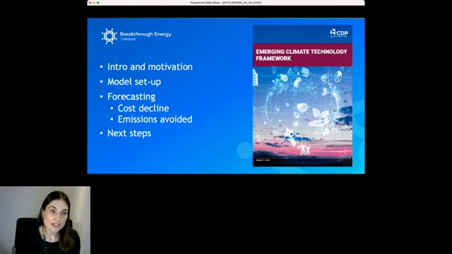We forecast the impacts of investments into climate technologies in two key areas, which are in the cost decline, the way that the costs will go down in the future for these technologies, and in the emissions avoided by the earlier adoption of emerging climate technologies. And then I'll talk a little bit about next steps and where we see this project going from here.